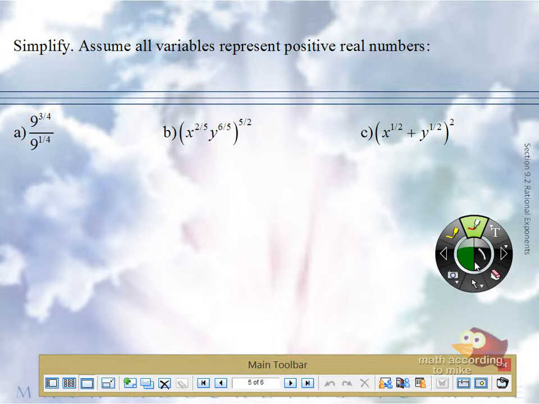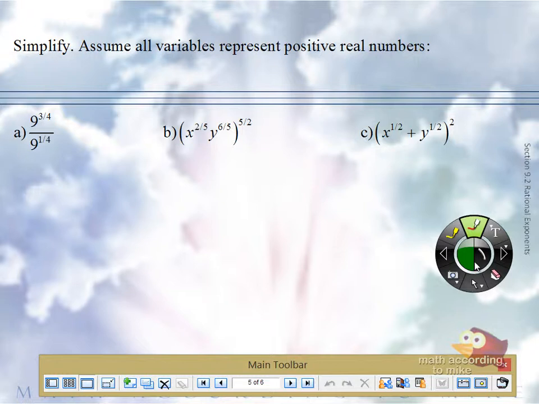Most common mistake with this is students do the 3/4 power and they write it as a fourth root. Well, if 9 was a perfect fourth, that would totally work. But 9 is not a perfect fourth, so we can't use that method. So we can't use number 9 on the board.